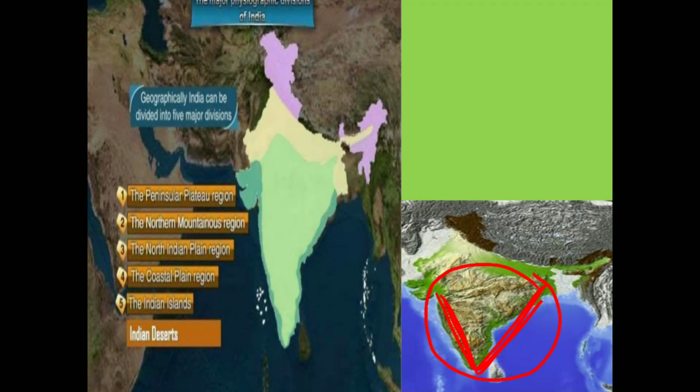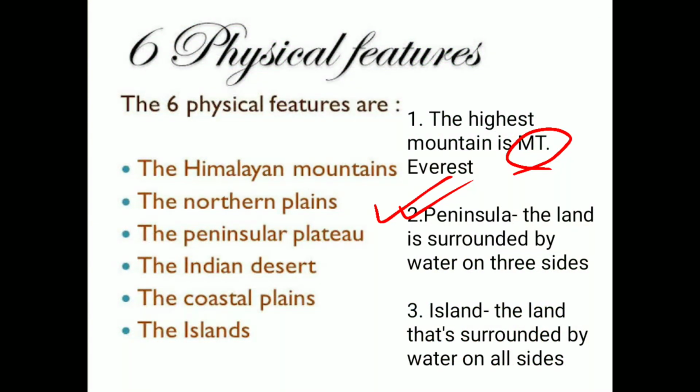You can see this V area is surrounded by water. In the west of this land we have the Arabian Sea, in the east the Bay of Bengal, and in the south the Indian Ocean. So those three sides are covered by water. This is known as the Deccan Plateau or the Indian Peninsular region. You need to remember Indian Peninsular Plateau or Peninsular region.